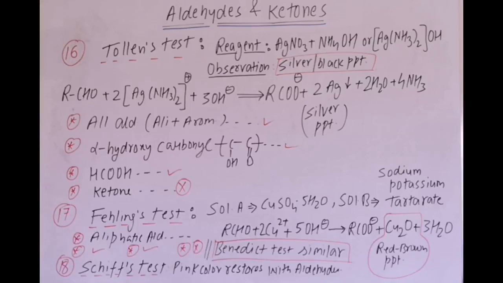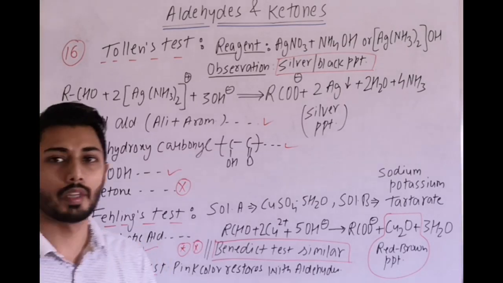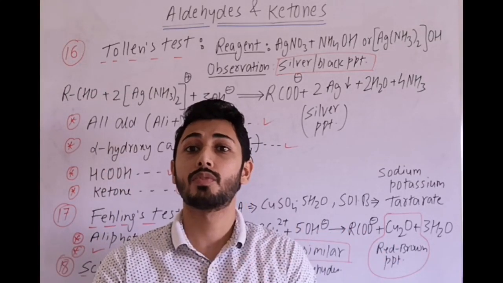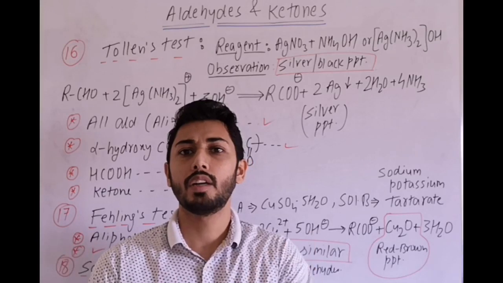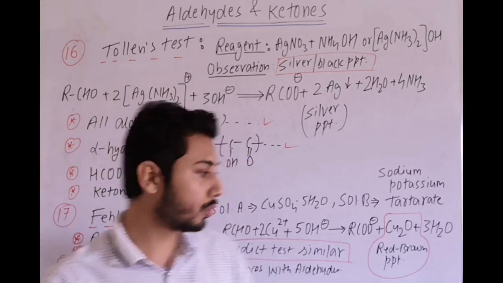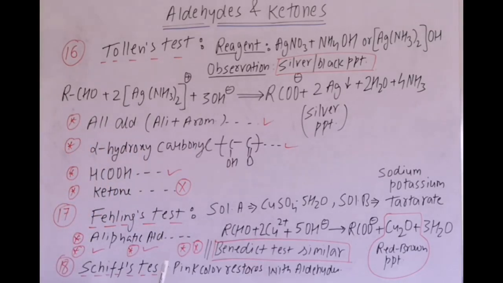In Schiff's test, what happens? In Schiff's reagent, we pass SO2 gas, and the pink color of the dye, which is para rosaniline chloride, although the name is not required, becomes colorless from pink by passing SO2. When SO2 gas passes, Schiff's reagent becomes colorless from pink, and then we add a few drops of aldehyde and the pink color reappears or is restored. So that is why this test is given by aldehydes and not by ketones.